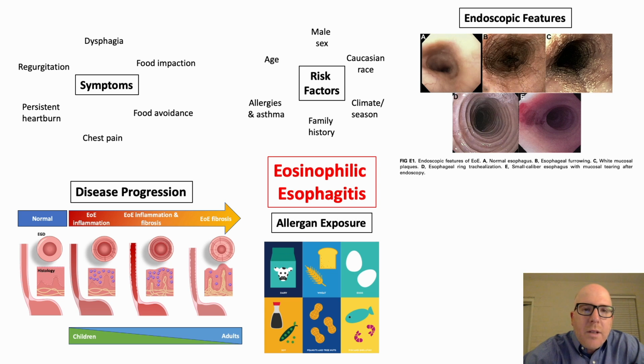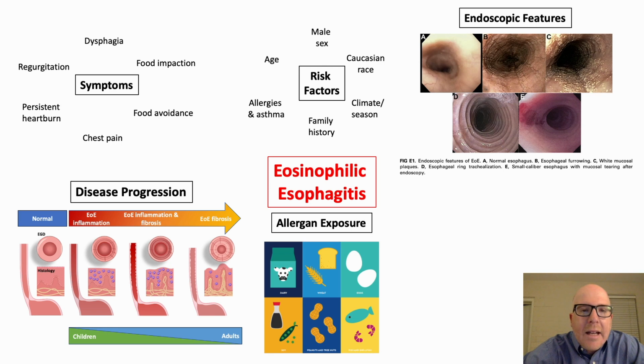On the top left is normal esophageal mucosa. So this is kind of smooth, pale mucosa throughout. In the middle pane there are long linear furrows seen with eosinophilic esophagitis. In panel C are these little white exudates that can be dispersed throughout the esophagus, which are commonly seen with EOE. And then in the bottom two panes are actually obstructive type processes.